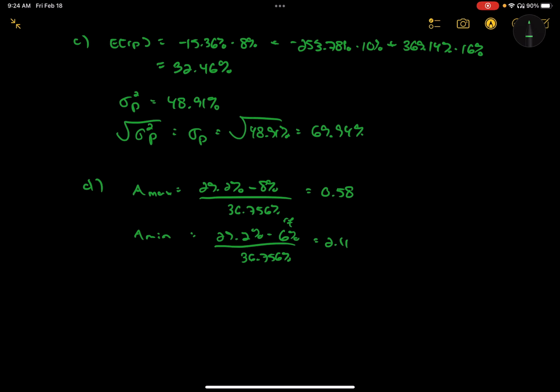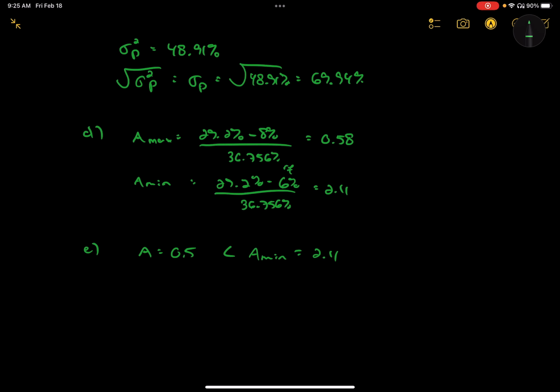So we know that our risk aversion A is too low to want to invest in the risk-free asset. Because you remember, our risk aversion is 0.5, and that's smaller than Amin, which we found was 2.11. So we're too risk tolerant to want to invest in the risk-free asset. In fact, we want to borrow, but we can't. Again, we saw something similar before. This is basically the second particular case that we saw in class.